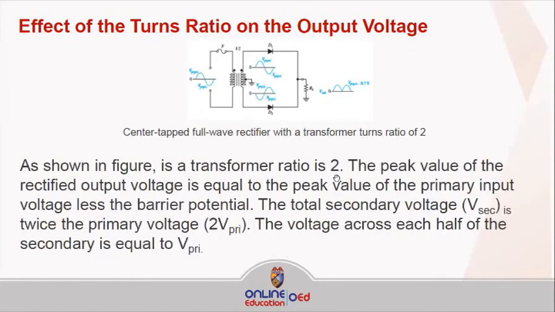Kapag turn ratio is 2, the peak value of the rectified output voltage is equal to the peak value of the primary input voltage less the barrier potential. Okay, yun yung formula. Then the total secondary voltage, V sec, is equal to twice the primary voltage. Ibig sabihin, ang total na secondary voltage natin, V sec, is equal sa twice ng primary voltage. I-times 2 lang natin ito para makuha yung secondary voltage or yung V sec. Then the voltage across each half of the secondary is equal to primary voltage.